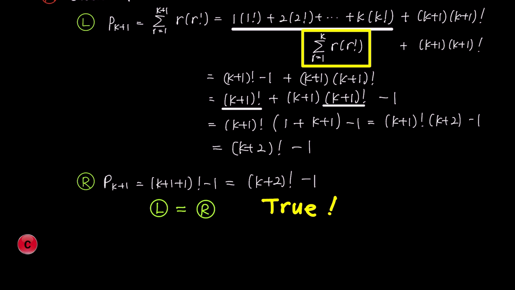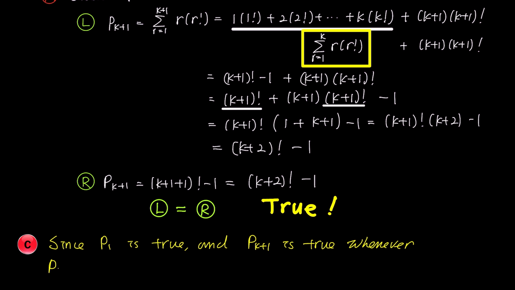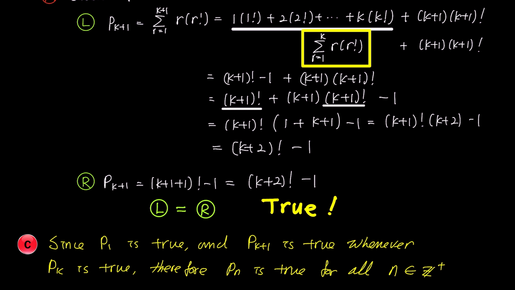Now only the last step C remains. Let's write the conclusion and conclude the proof. Since P sub 1 is true, and P sub k plus 1 is true whenever P sub k is true, therefore P sub n is true for all positive integers n. Today, we applied mathematical induction to solve a series problem.